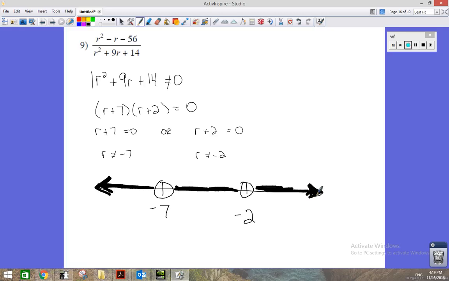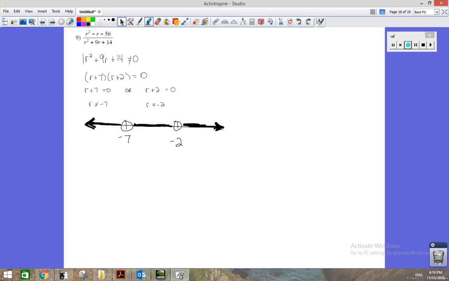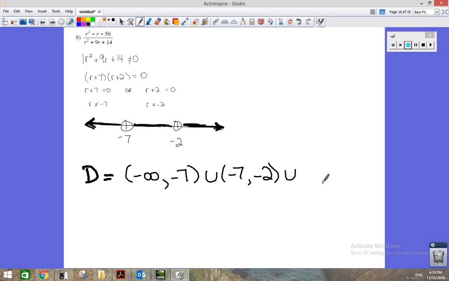So I need to use interval notation to describe this domain. Too many numbers to list. So the only way to describe it we have is set builder notation or interval notation. Let's use interval notation. From negative infinity up to negative 7. Or if you're between negative 7 and negative 2. Or if you're strictly bigger than negative 2.